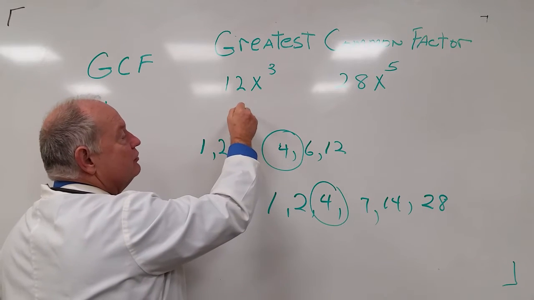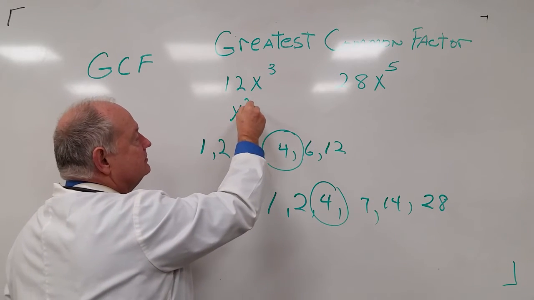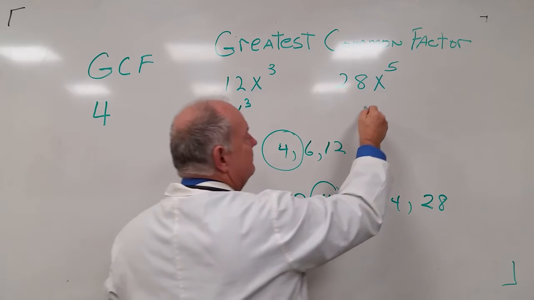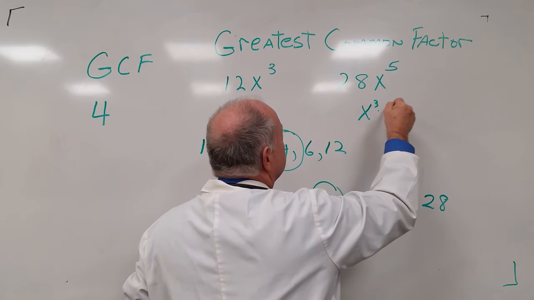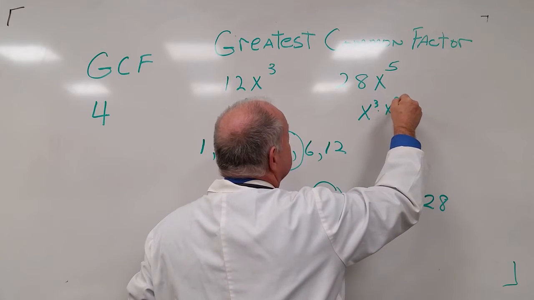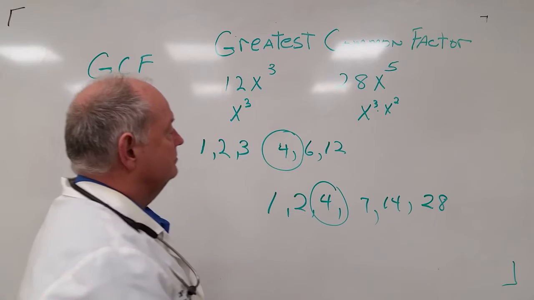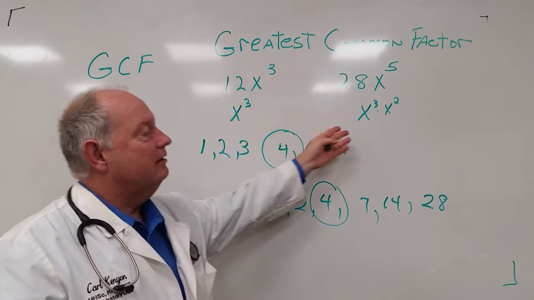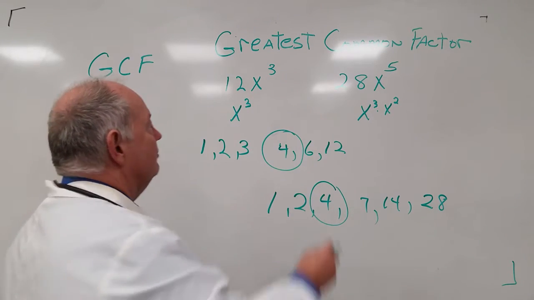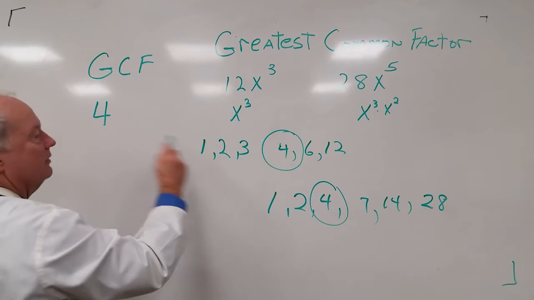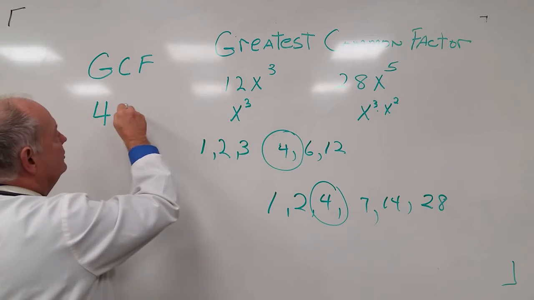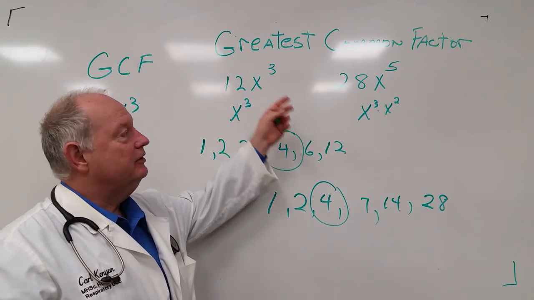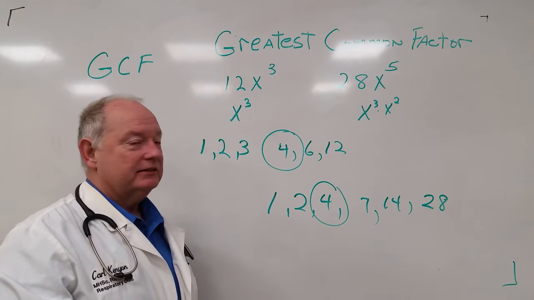We have x to the third. And here we have x to the fifth. X to the fifth, of course, is x to the third times x to the second. So also, x to the third is a common factor. So when we factor out our 4, we also factor out our x cubed. So that is the greatest common factor of 12x cubed and 28x to the fifth.